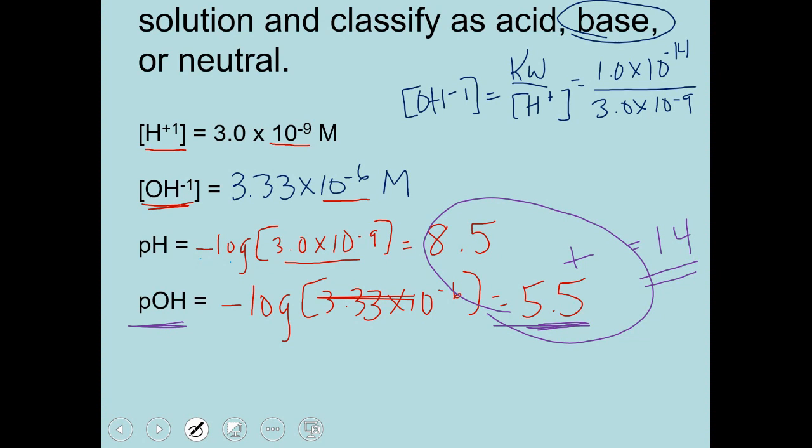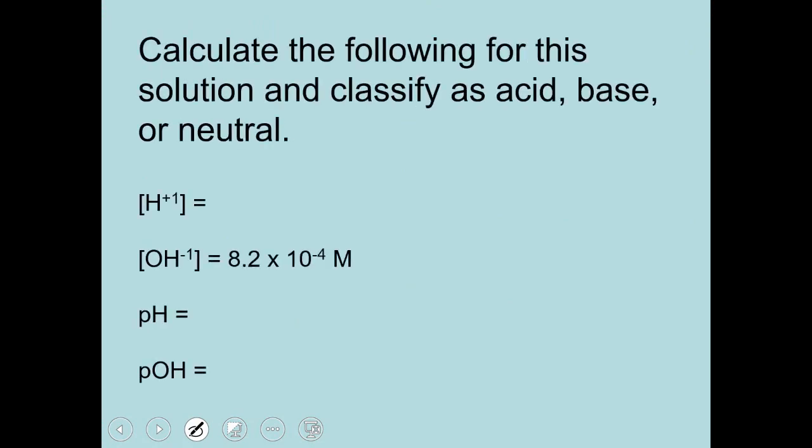But now we fully describe this solution. And so people who take care of pools, people who take care of fish tanks, etc., these are numbers sometimes that they have to know so that they can work with that water solution and adjust it to have a proper pH. So let's do another one. This one, for some reason, that other one, the beginning of the question was off of the slide, but this one, it's good. So calculate the following for this solution and classify it as acid, base, or neutral.